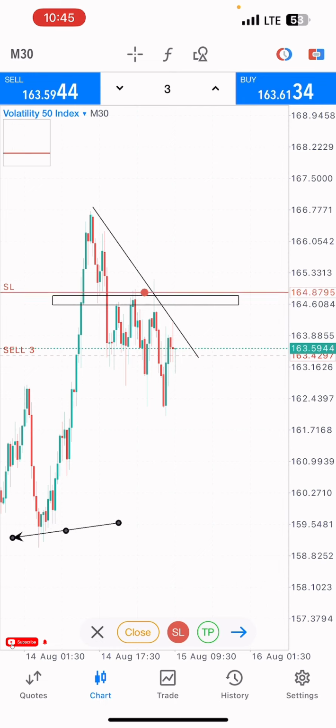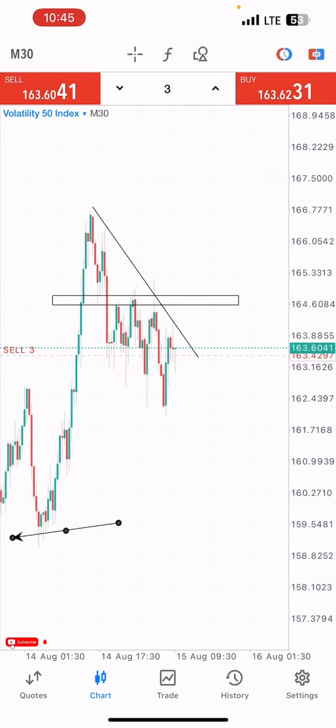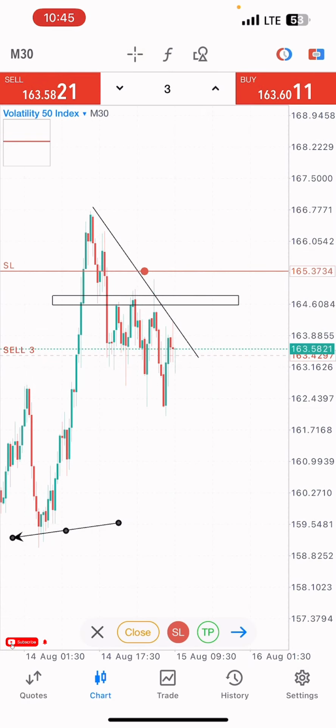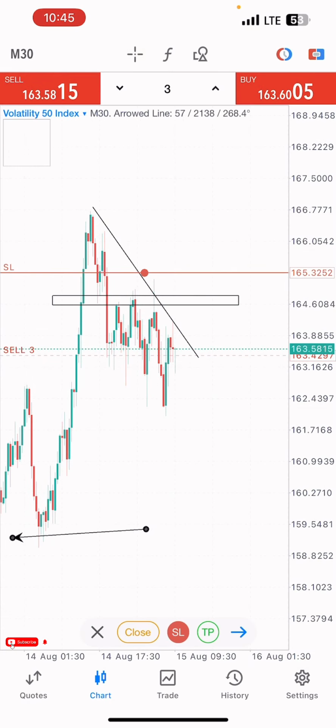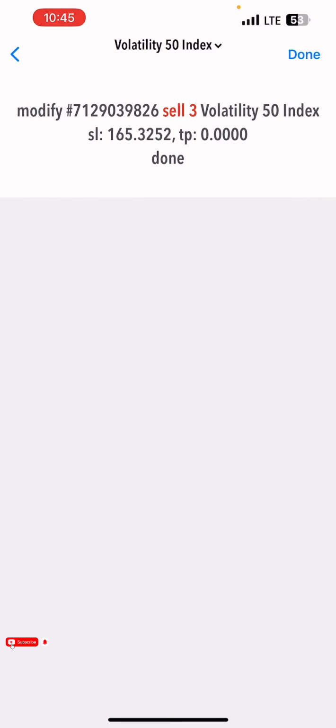Click on the stop loss point, then you can move your stop loss to this zone. Click on it again, sorry. Stop loss point, move your stop loss to this zone. Then click on this arrow pointing at this point, this arrow at this zone. Click on this arrow to set it up, modify.